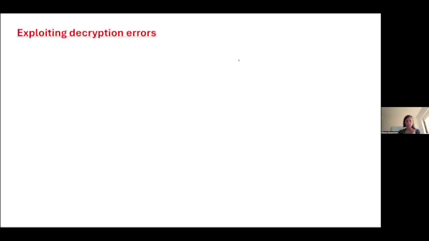Some years ago, we came up with a way to exploit decryption errors. In code-based cryptography, decryption errors are errors that occur because of decoding failures. Simply, the decoder cannot decode the error, and this causes problems in decrypting in the cryptosystem, and therefore a decryption error. So let's see how this can be used by a malicious attacker.